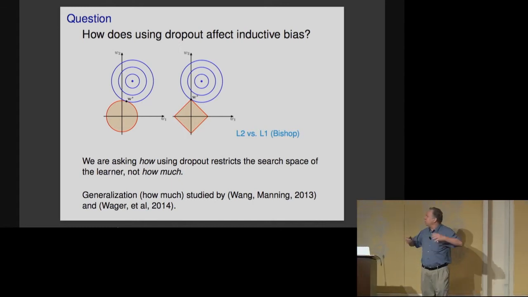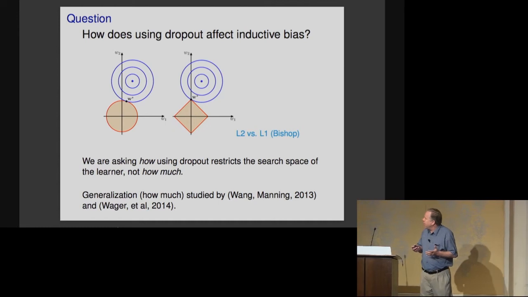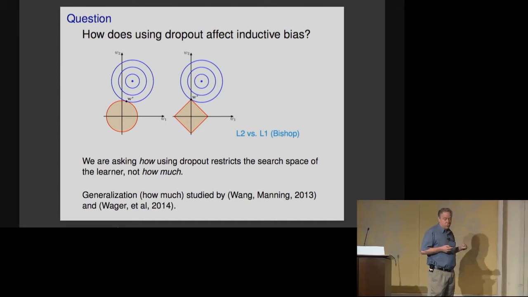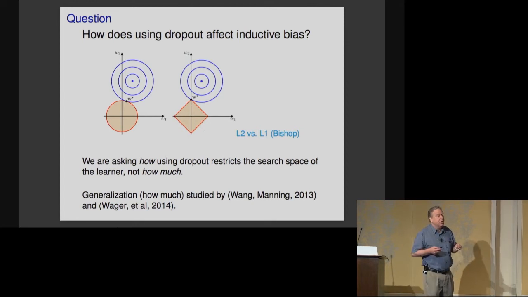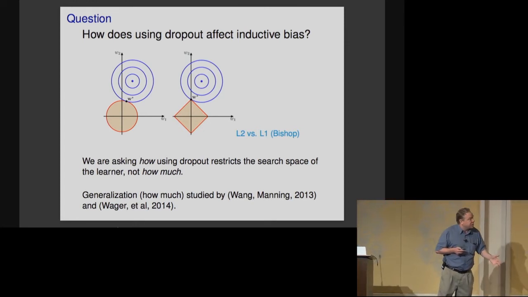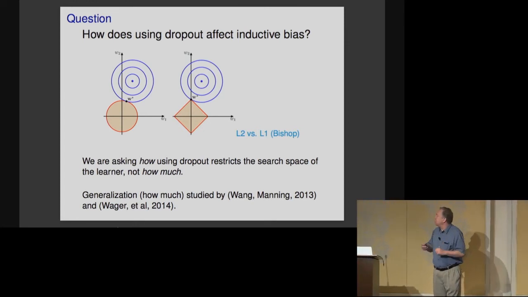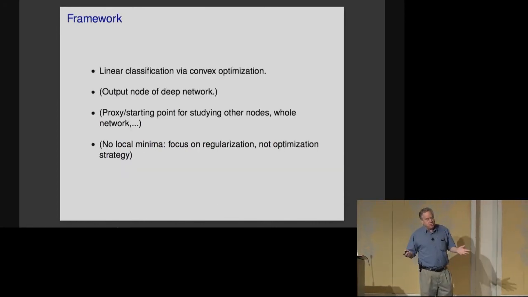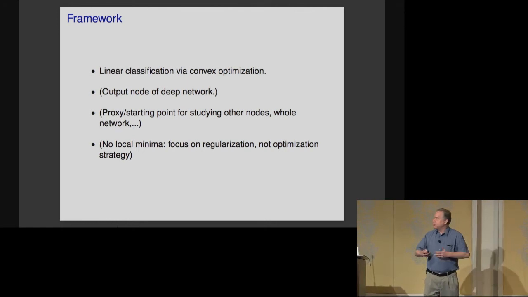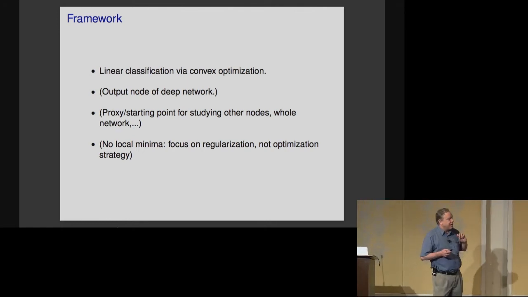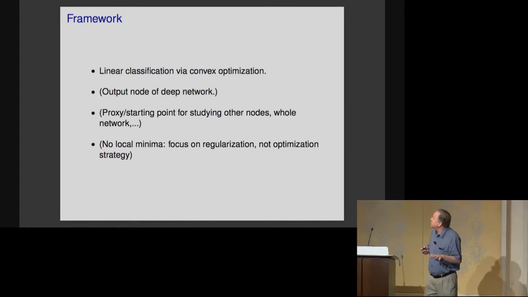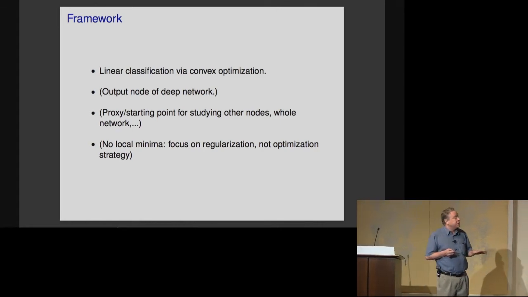So we're asking, qualitatively or analytically, how dropout pulls the vectors, in what direction, rather than how much, and what's the effect on generalization, which has been studied by a couple of other groups. So our framework: deep neural networks are hard for us to understand exactly how they work, so we'll do something a little simpler. We'll do linear classification with convex optimization.